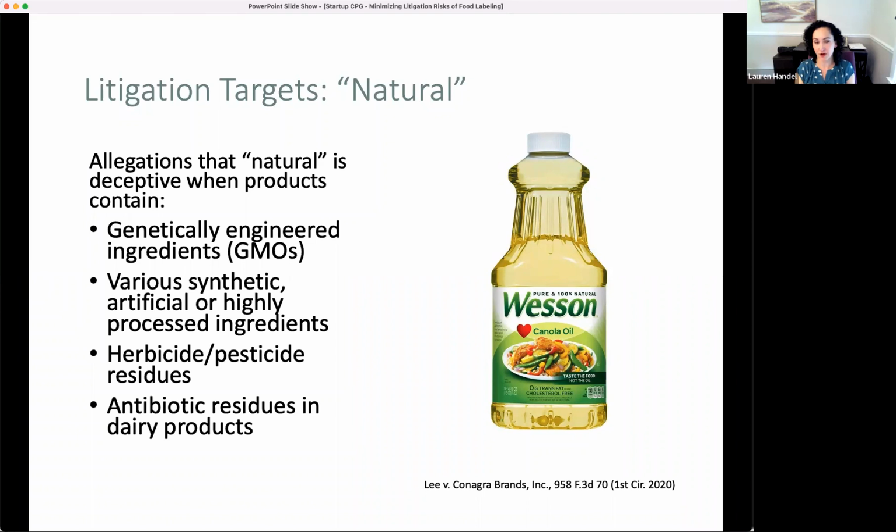So a lot of cases involved high fructose corn syrup, which comes from corn, a natural commodity, but is very highly processed and is therefore arguably not natural. Products that were tested by the plaintiff's lawyers and found to contain traces of herbicides or pesticide residues that were labeled as all natural, or products like dairy products that have been tested and found to contain antibiotic residues.